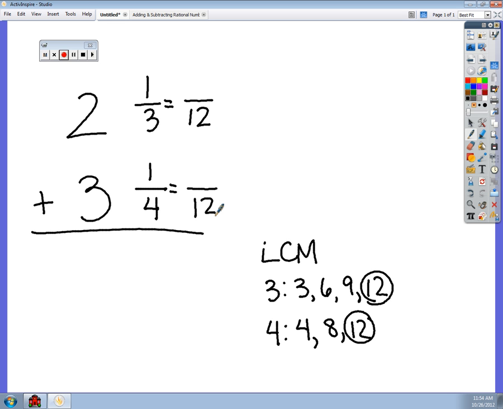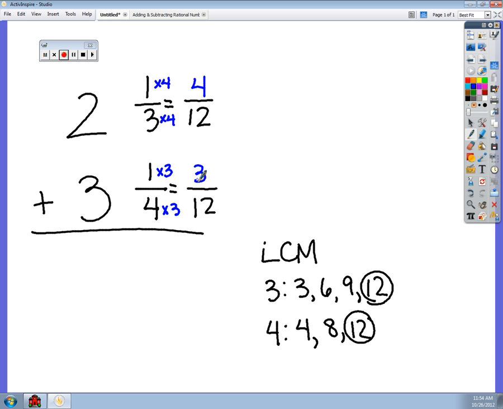We've studied a couple of different ways to create equivalent fractions. The method I'm going to use here is just multiplication. So 3 times 4 gives me 12. And whatever I do to the denominator, I have to do to the numerator. So 1 times 4 is 4. 4 times 3 is 12. 1 times 3 is 3. So I have my new fractions here.